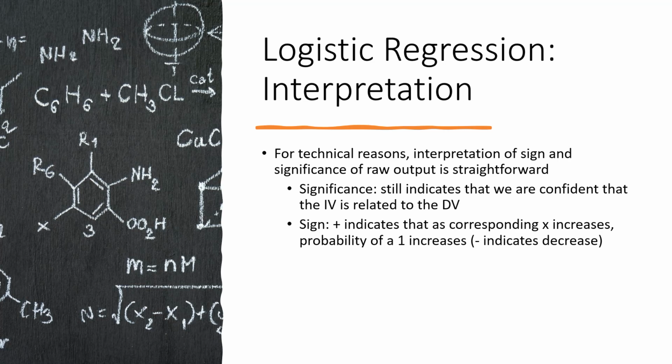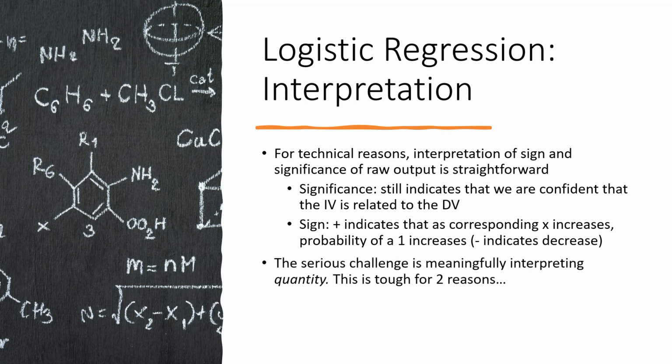That is, a positive sign would indicate that as my independent variable increases, the probability of the outcome of 1 increases. So again, it depends on how you code. And a negative sign would indicate that as my independent variable increases, the probability of the outcome decreases. So positive, they both go up. Negative, as the independent variable goes up, the probability goes down. And again, these can both be interpreted in terms of probability. So significance, probability is related. Sign, we can interpret probabilistically.